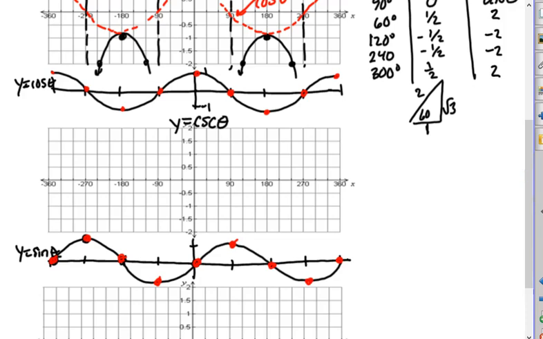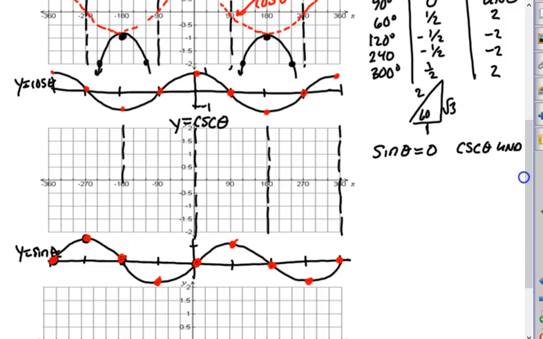So this is going to be exactly the same as cosine was. Every place where sine equals 0, so if sine of theta equals 0, cosecant of theta is going to be undefined. So that would be at 180, and at 360, and at 0, and at -180, and -360. So notice I'm picking the places where sine equals 0. Cosecant is going to be undefined.